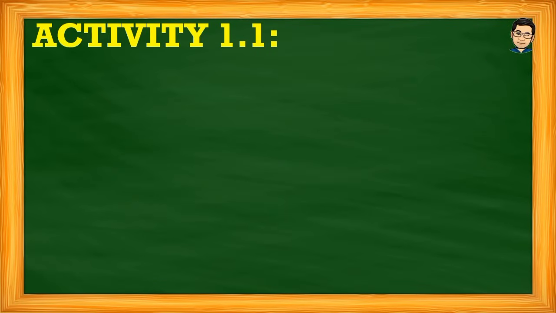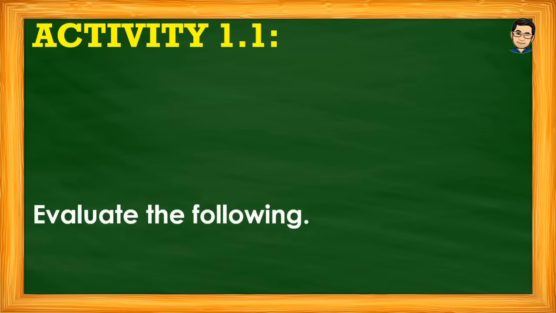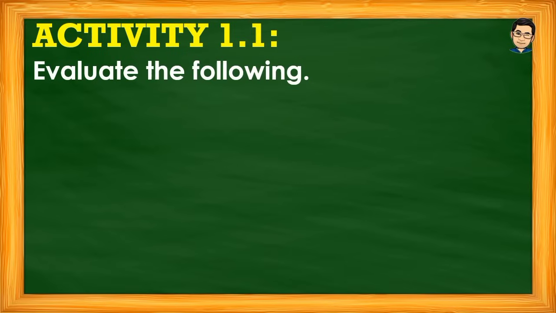So let us have activity 1.1. For you to be able to understand what is factorial, kung paano nga ba yan sinosolve, we will evaluate the following. So first on the list is 3 factorial. Our given is 3 factorial. So all we need to do is to list down the numbers, all positive integers equal or less than 3. So ang gagawin lang natin, 3 factorial is equal to 3 times 2 times 1.